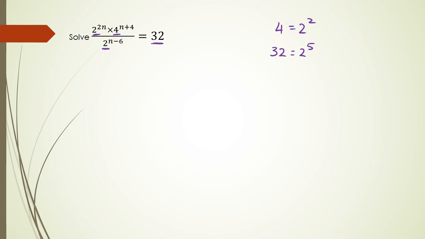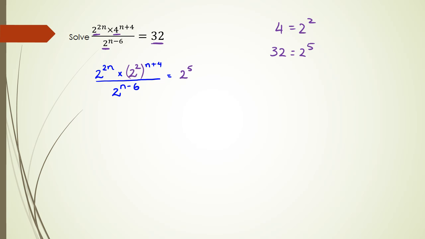So I'm going to rewrite this question again, but with everything in terms of base 2. So I'm going to have 2 to the power of 2n multiplied by 4, but 4 is now 2 squared. Okay, so I'm going to write it like this, and that's been raised to the power of n plus 4. Now the whole thing is being divided by 2 to the power of n minus 6, and that's equal to 32. But instead of 32, I'm going to write it as 2 to the power of 5.